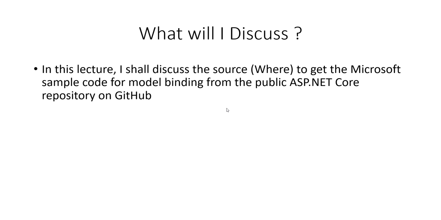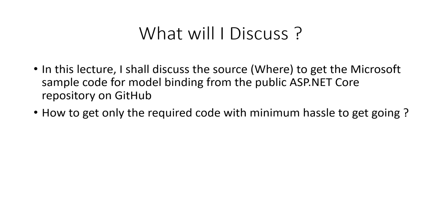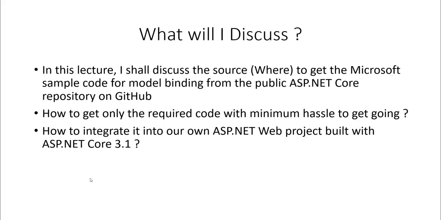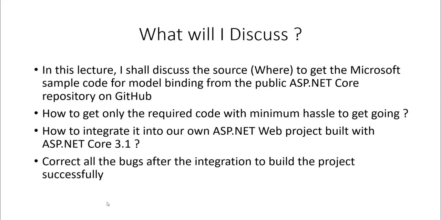I shall discuss the source from where to get the Microsoft sample code for model binding from the public ASP.NET Core 3.1 repository on GitHub, and how to get only the required code. Please mark the words only the required code, with minimum hassle to get going. And how I am going to integrate it into our own ASP.NET web project built with ASP.NET Core 3.1. And finally, correct all the bugs after integration to build the project successfully.